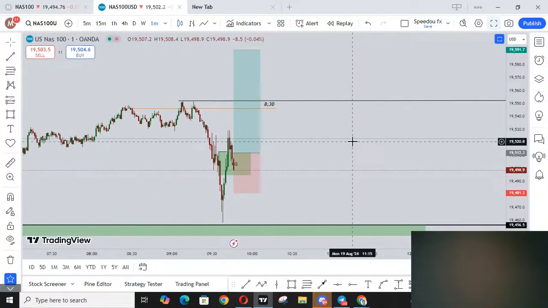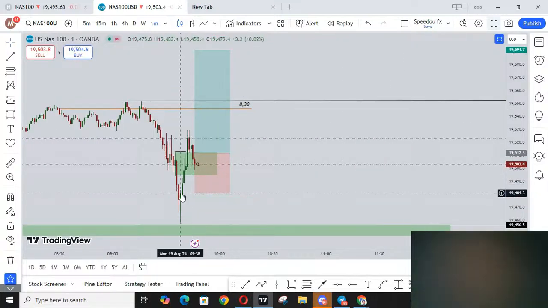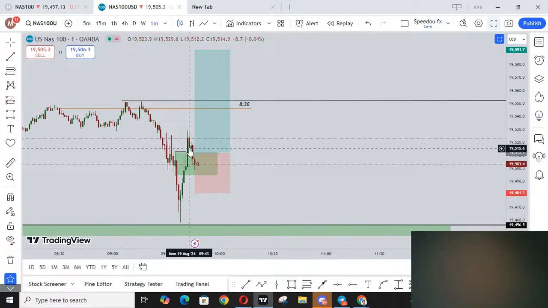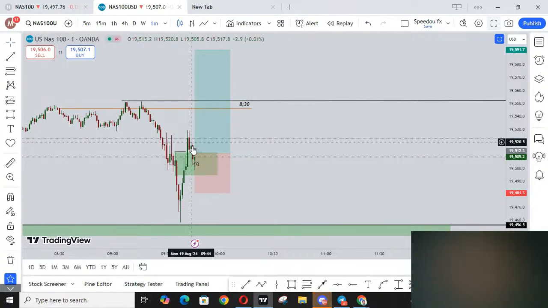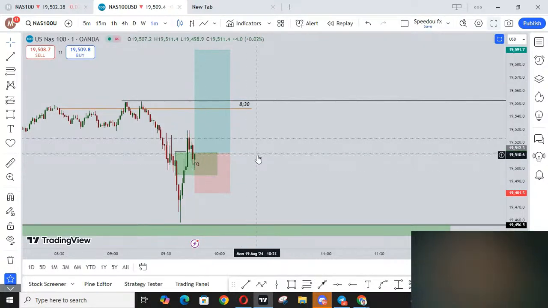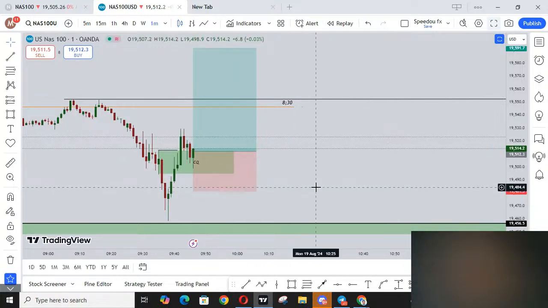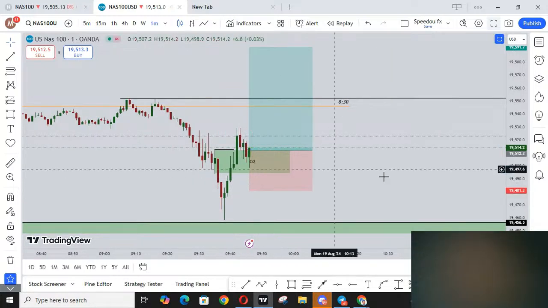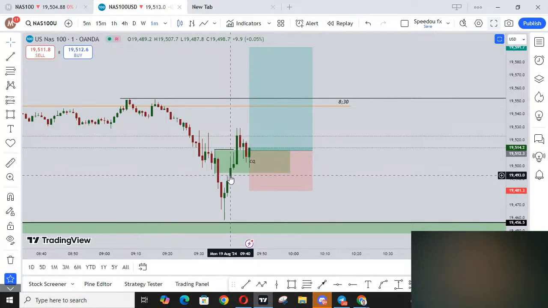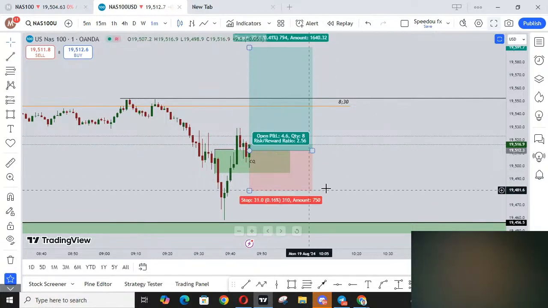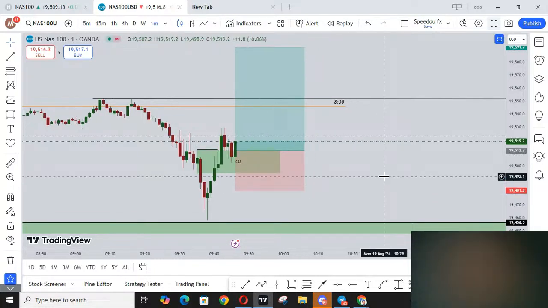So kamar yadda na faɗa muku, na ɗan yi adjusting SL ɗina ya zo nan. We have break of structure type A. I don't think za su yi breaking wannan breaker block ɗin. In sun yi breaking wannan breaker block ɗin, then definitely straight to SL. Ban expecting su dawo cikin wannan fair value gap ɗin ko wannan. That is why my protection is there.